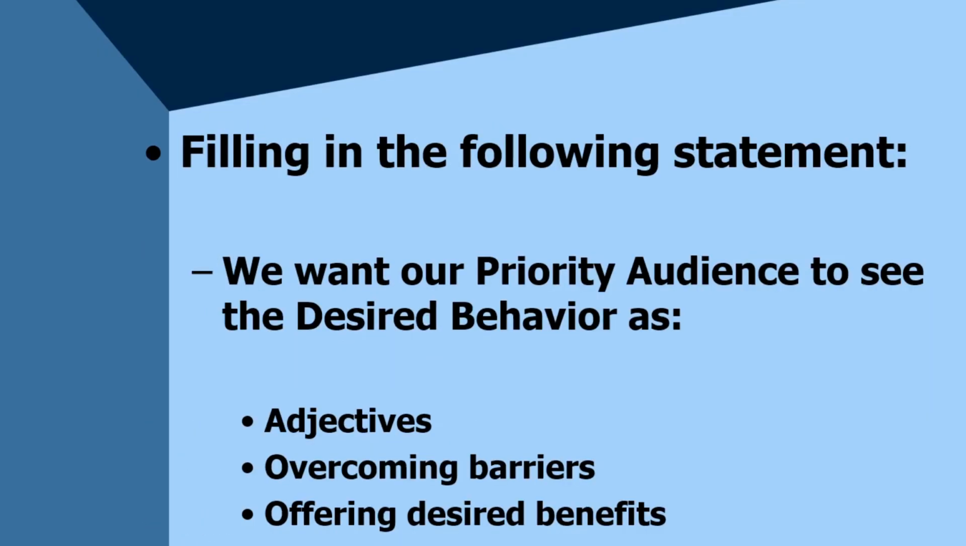In step number 6, based on audience insights in step number 5, we want to fill in the following statement based on research. What do we want our priorities to see the desired behavior as? We might describe it in terms of adjectives, overcoming barriers, offering desired benefits, and why better than competing behaviors.